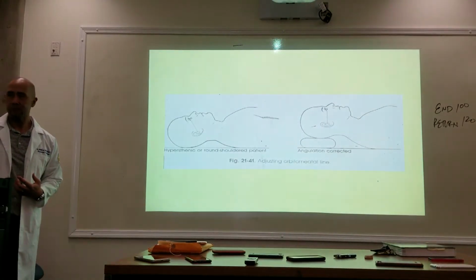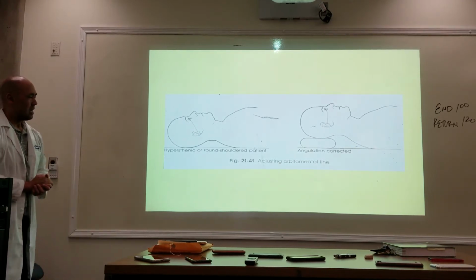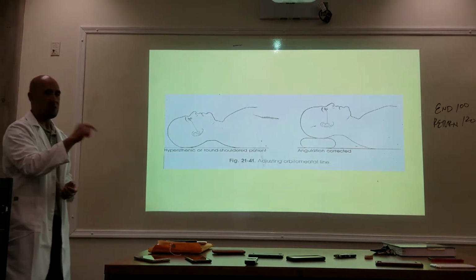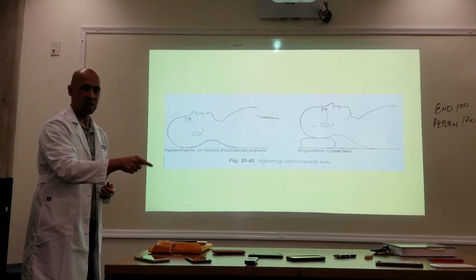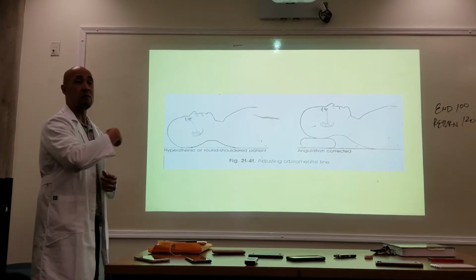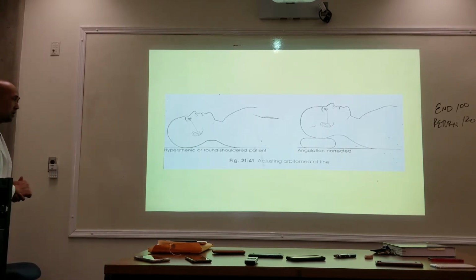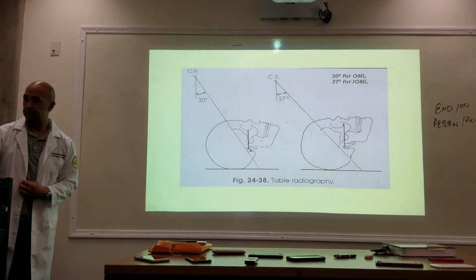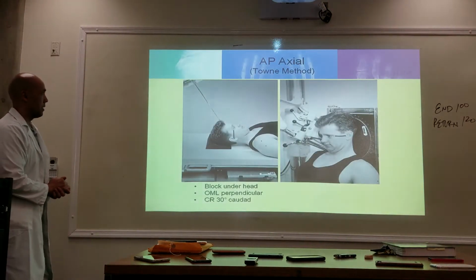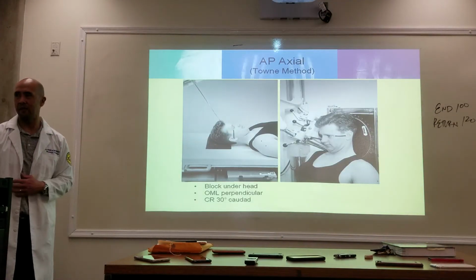Okay? So again, you can look at the different methods of getting that OML or IOML perpendicular with the image receptor. If you're using the OML, it's 30 degrees caudal. If you're using the IOML, it's 37 degrees caudal. Okay? So remember which line you are using, because it will define your angulation. These are just different pictures of the same thing.